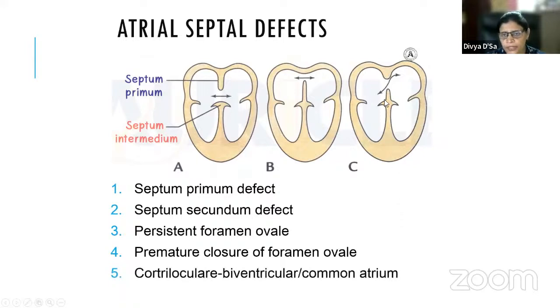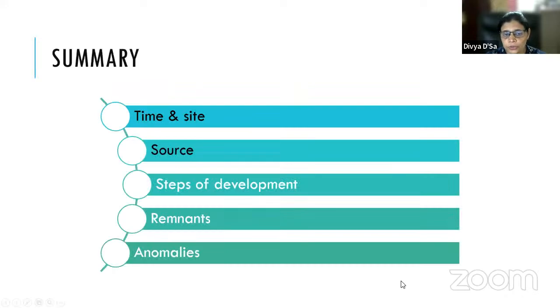Another one is the common atrial chamber. There the septum primum itself doesn't develop and it remains as a common chamber. So both the oxygenated and deoxygenated blood get mixed up there. So these are the things which you need to write.